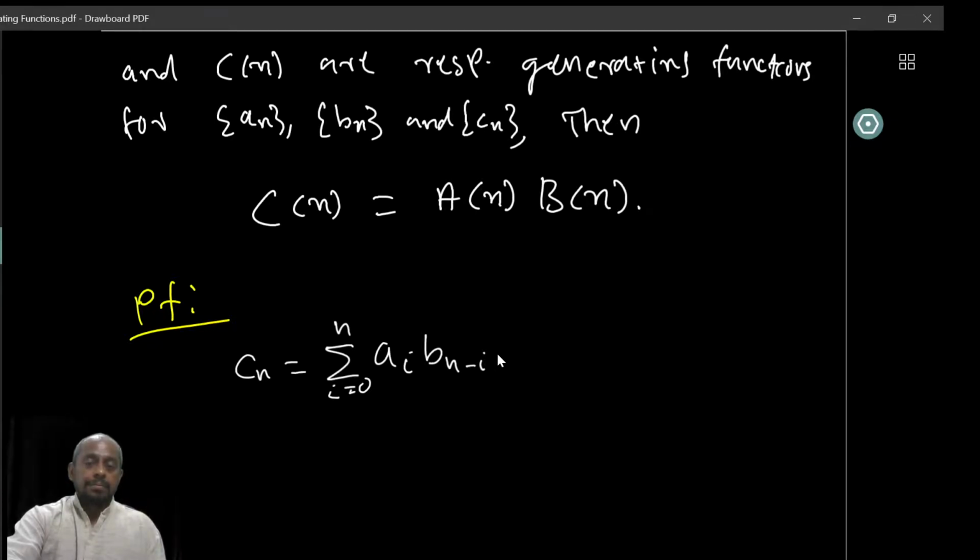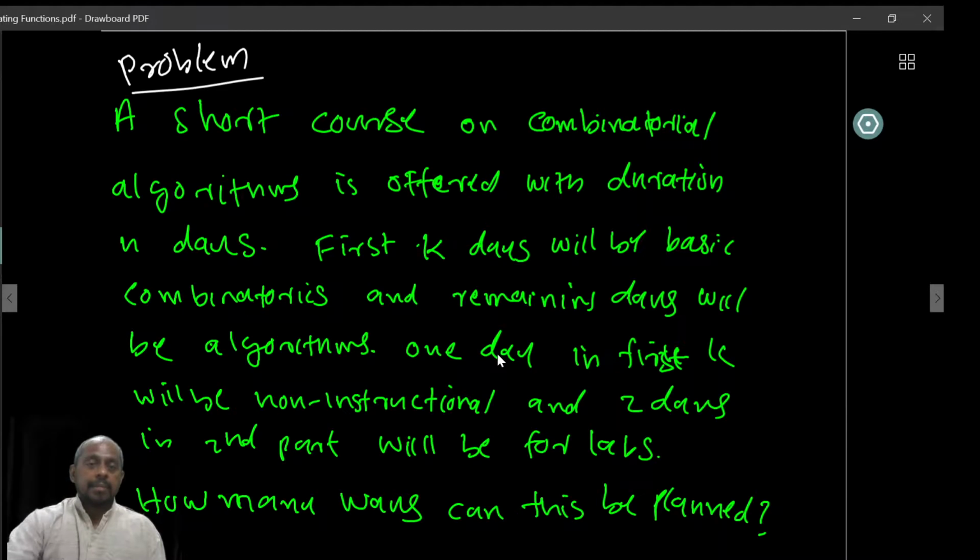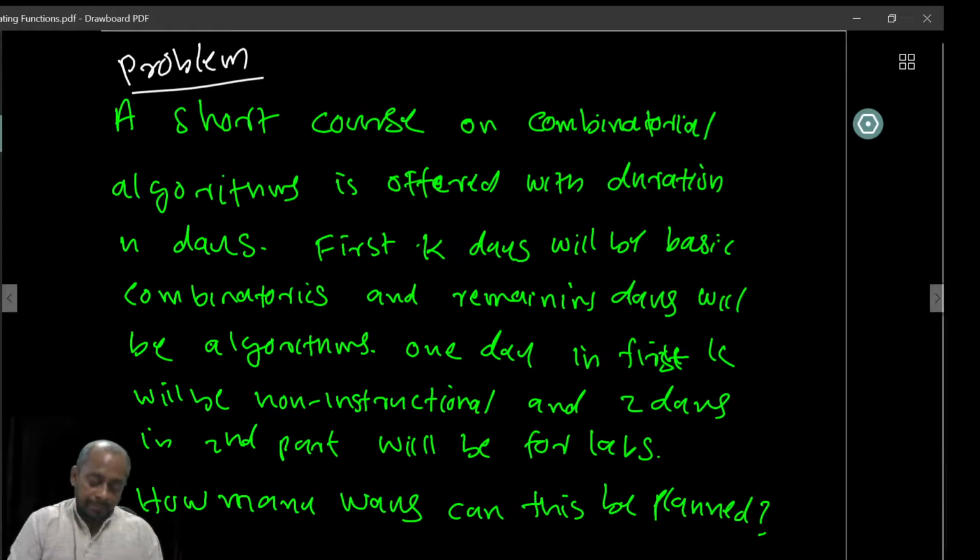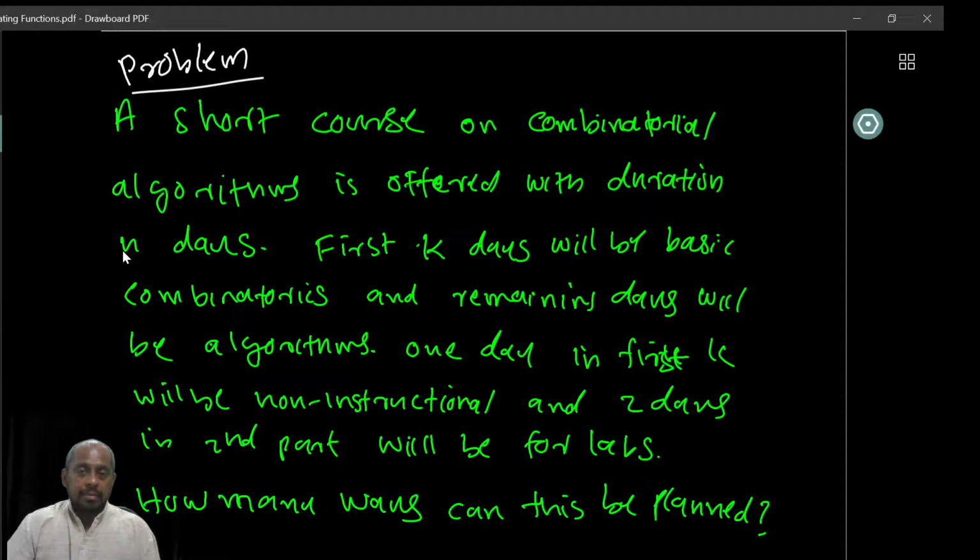Okay, now let us see an application. So here is a problem. There is a short course that is going to be run on combinatorial algorithms. Now the duration of the course is n days, and out of this, the teacher decides, let's say, the first k days will be basic combinatorics, and the remaining n minus k days will be for algorithms.